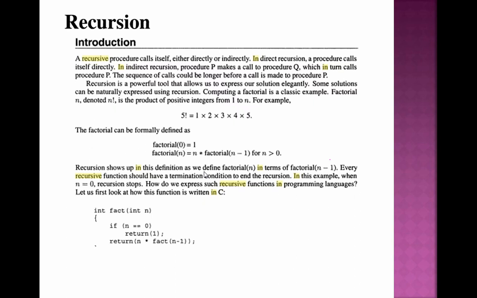Suppose P goes to the Q, Q in turn goes to the P. So by default P calls itself, but in an indirect way. That is an indirect recursion. The best example for recursion is finding a factorial. Suppose I have to find the factorial for 5, so that can be done by using the recursion function.